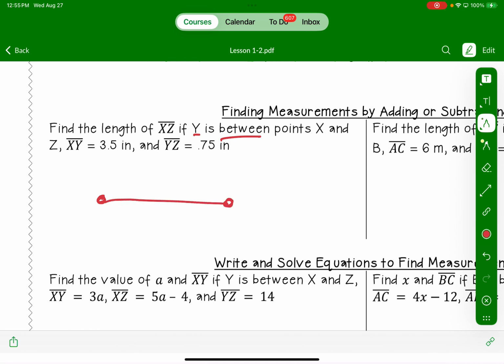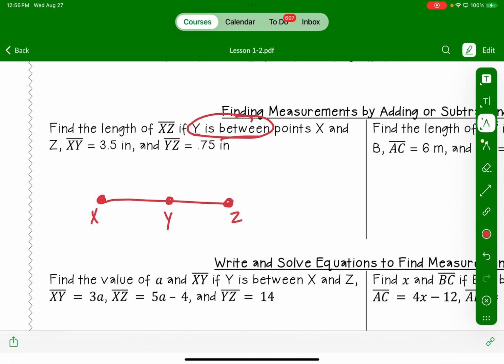There's a line segment. Now we're going to label these points. What letters should go on either end? X and Z. The other letter is Y. How do I know that Y does not go on either end? Yes, the keyword there says Y is between. And for our purposes, it doesn't matter where Y goes between. We just need to know it goes between somewhere.